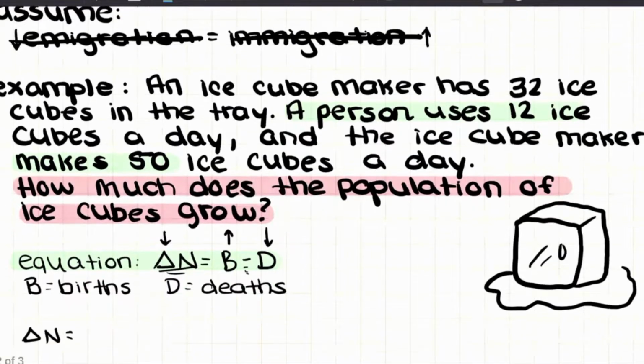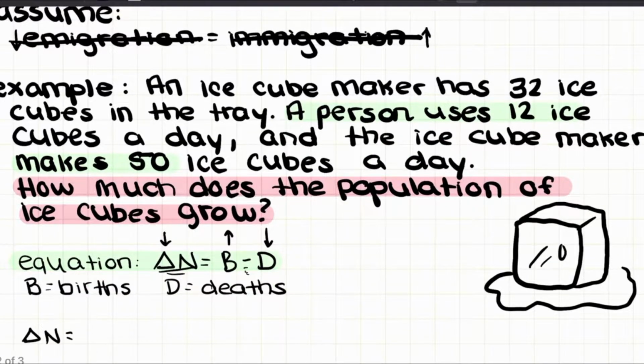So that means we're going to have 50 births minus the 12 that are being removed every single day. So if we subtract 12 from 50, we should get 38. And this 38 is not how many there are.